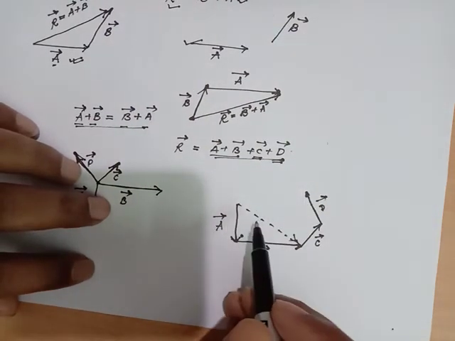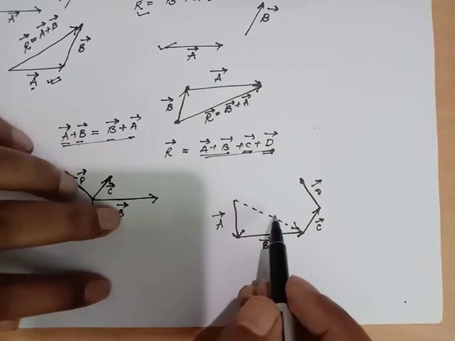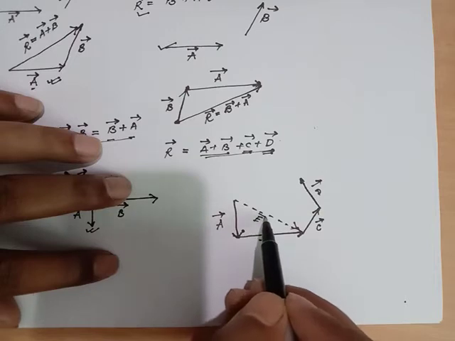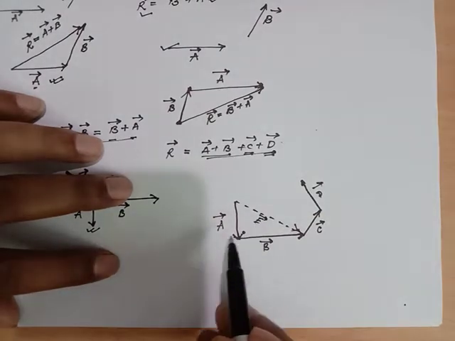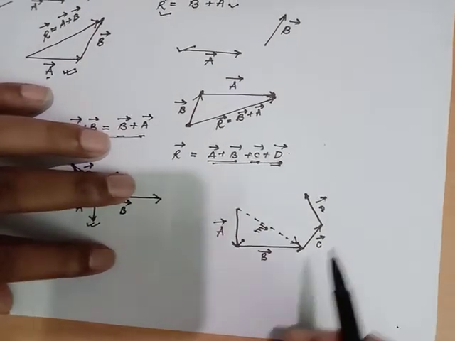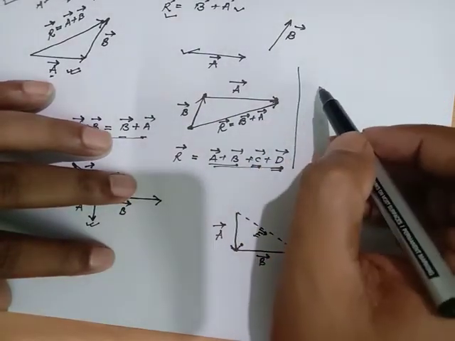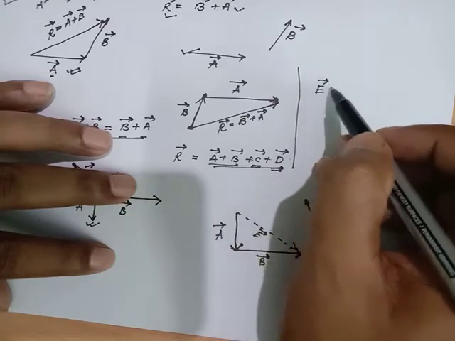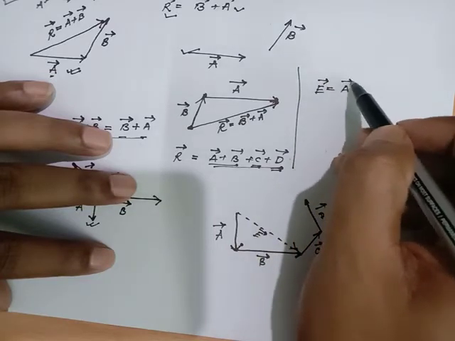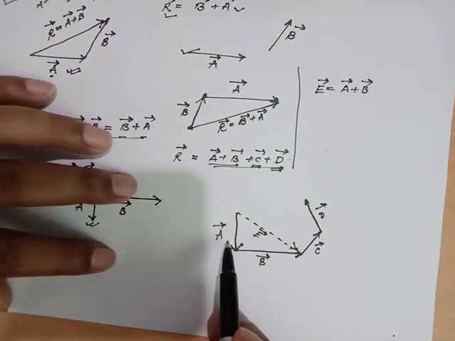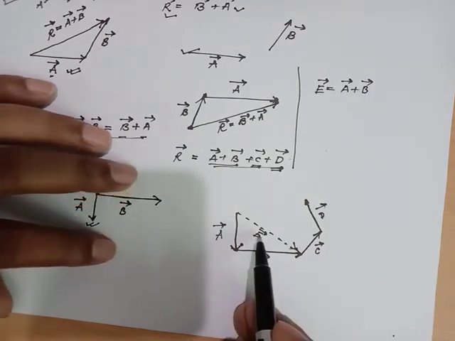Okay, so let us write it down as, say for example, this is my resultant, say E vector. So E vector is equal to A vector plus B vector. So we can write it down somewhere over here. All right, I'm using this space. So here E vector is basically the A vector plus the B vector. Correct? So the A, B addition is E vector.